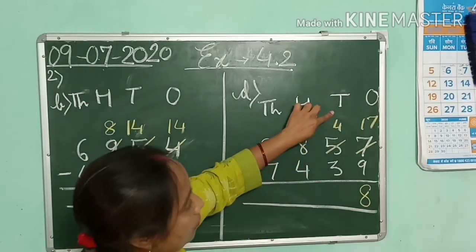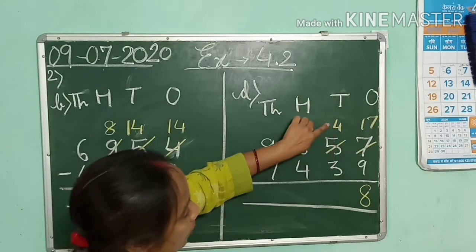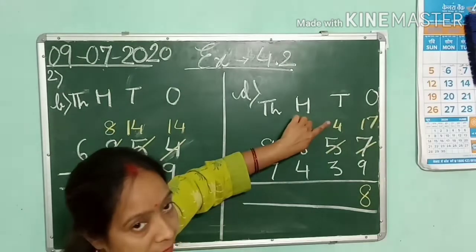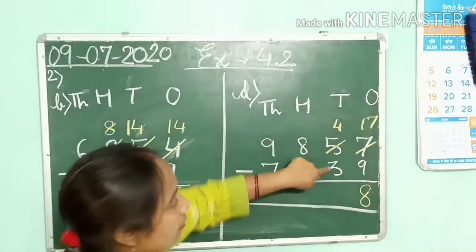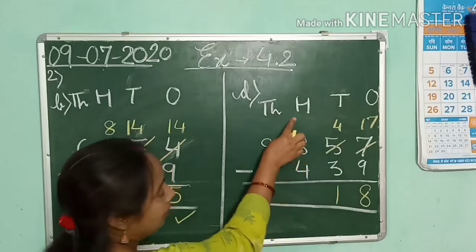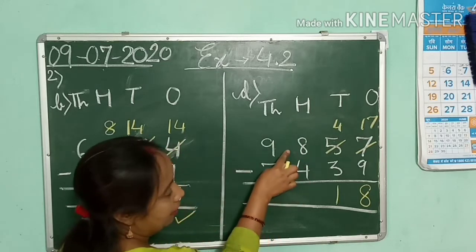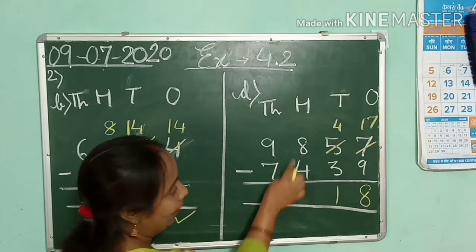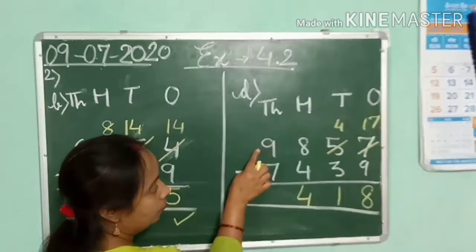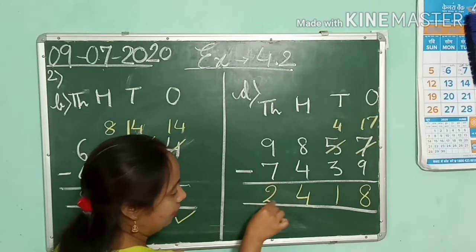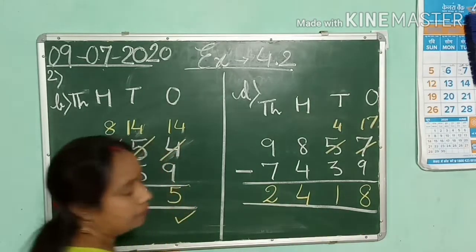Under the tens column, you have to subtract 3 from 4. 4 is bigger than 3, so you can subtract. No need to borrow. 4 minus 3 is 1. Under the hundreds column, you have to subtract 4 from 8. 8 is bigger than 4, so you can subtract. 8 minus 4 is 4. Under the thousands column, 9 minus 7 is 2. So, our difference is 2,418.